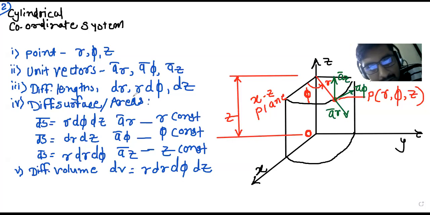So let's move on with the third type, that is the spherical coordinate system. Please note it. The third type is the spherical coordinate system.